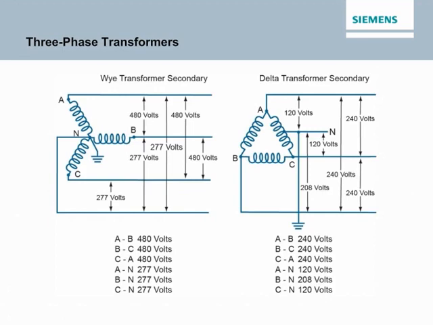Transformers used for three-phase power require 3 interconnected coils in both the primary and the secondary. These transformers can be connected in either a Y or delta configuration. The type of transformer and the actual voltage depend on the requirements of the power company and the needs of the customer. The accompanying graphic shows the secondary of a Y-connected transformer and the secondary of a delta-connected transformer.